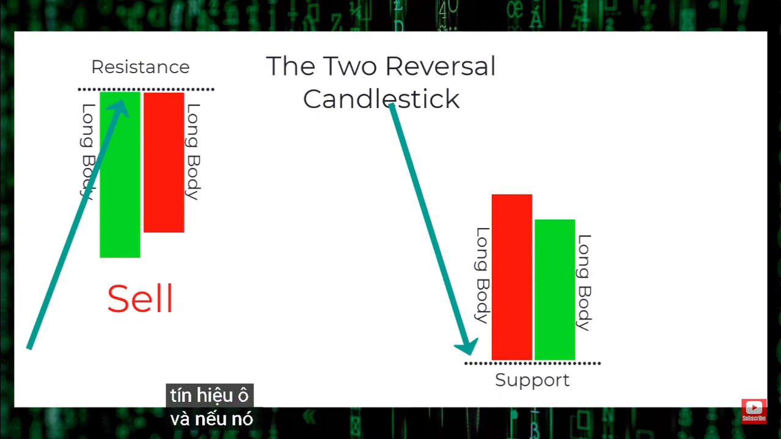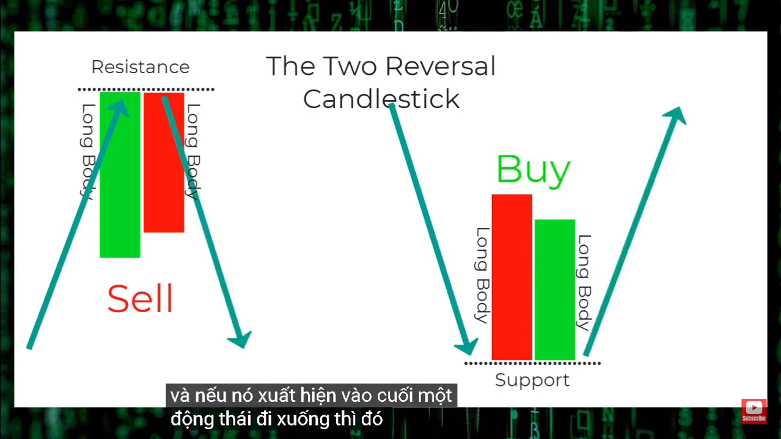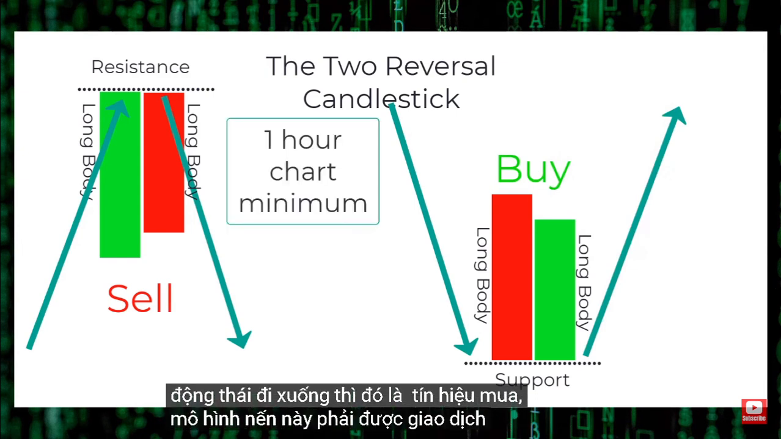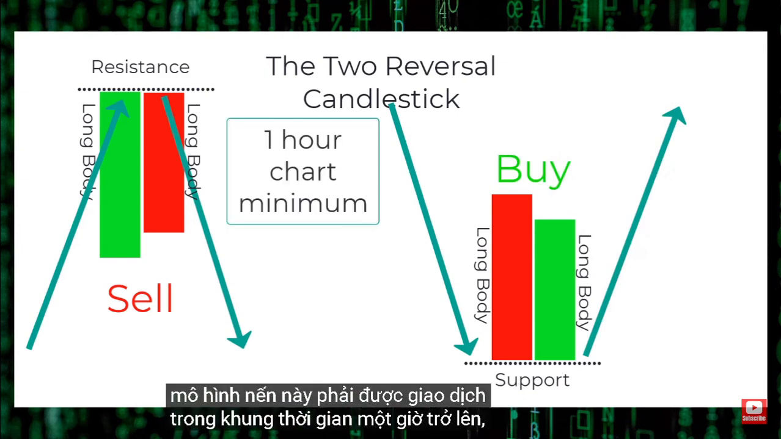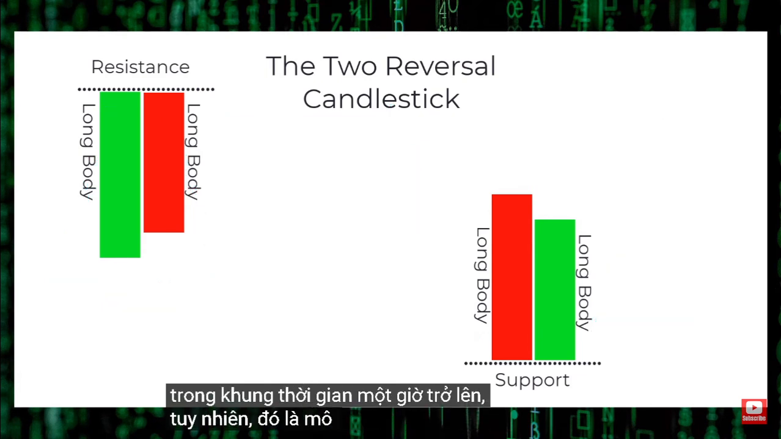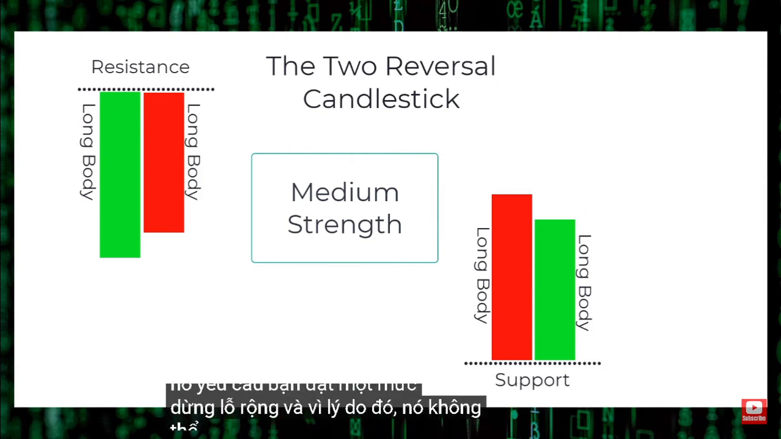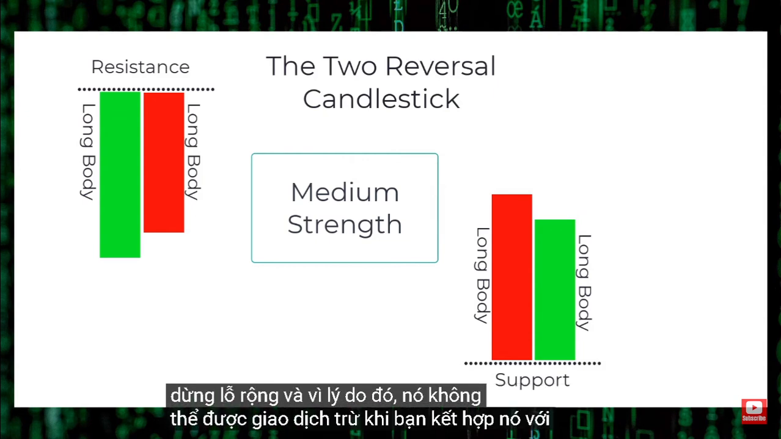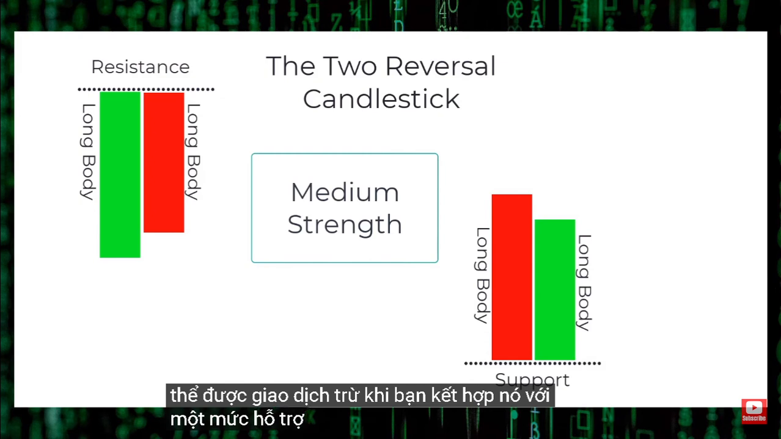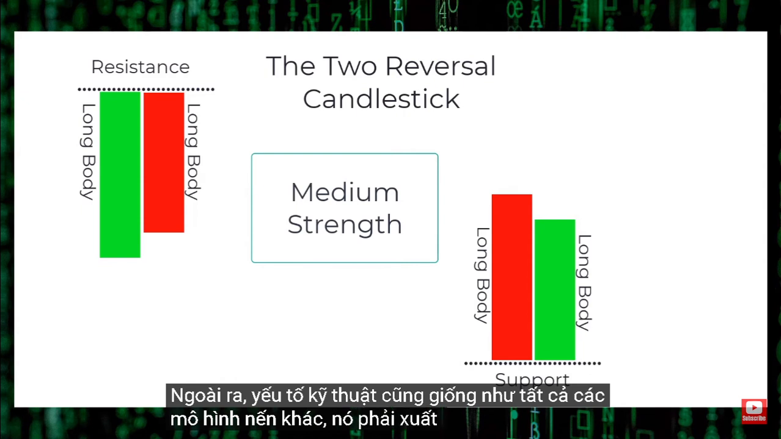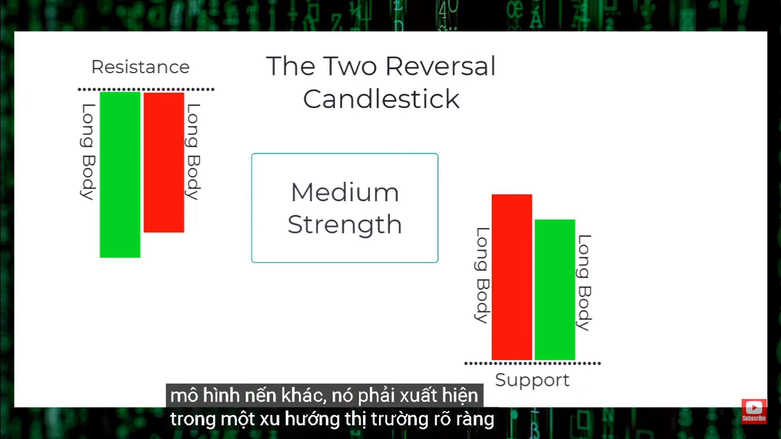And if it shows up at the end of a down move, then it's a buy signal. This candlestick pattern must be traded on the 1-hour time frame and above. Nevertheless, it's a medium strength pattern. It requires you to place a wide stop loss, and for that reason, it can't be traded unless you combine it with a supportive technical factor. Furthermore, just like all the other candlestick patterns, it must show up during a clear market trend.